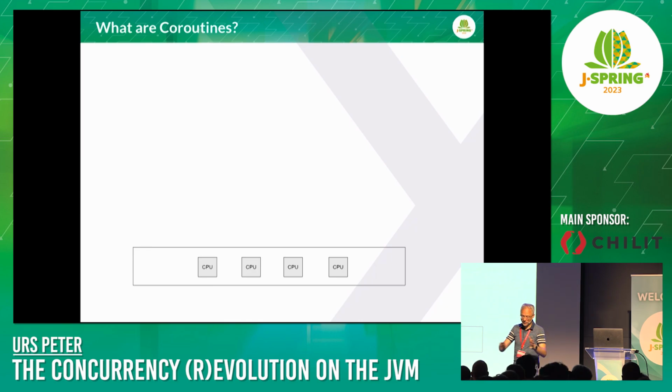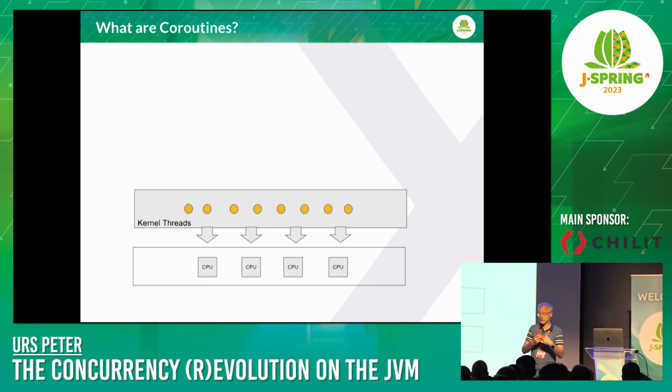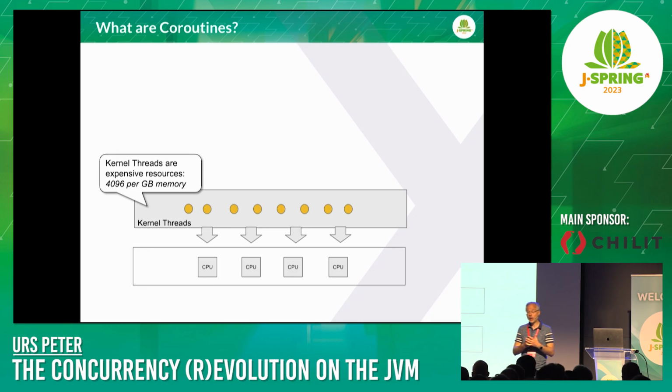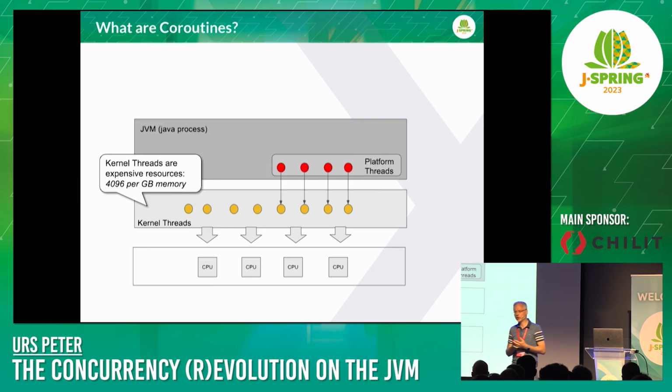When you look at the operating system, at the lowest level, you have CPUs, right? And on top of that, you have the so-called kernel threads. A kernel thread fights for a time slice on a CPU by means of so-called preemptive scheduling. You might have heard this term. Kernel threads are quite an expensive resource. So you can have 4,000 kernel threads per gigabyte of memory. That's not much. When you look at a JVM, what you see is that JVM threads are mapped one-to-one to kernel threads. So they're as expensive, so to say.